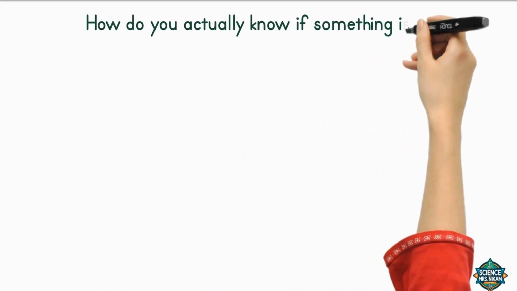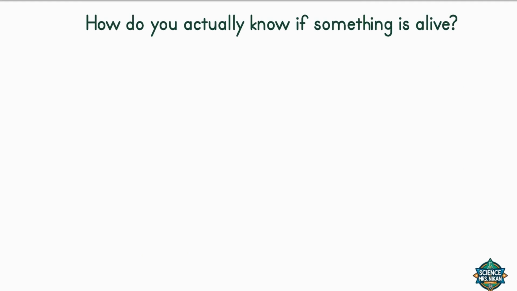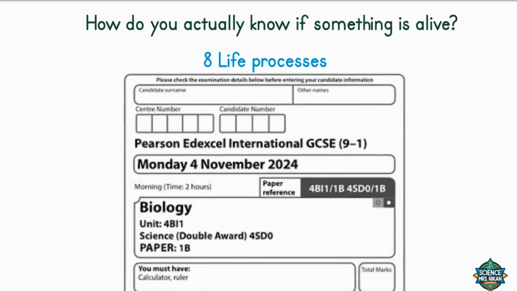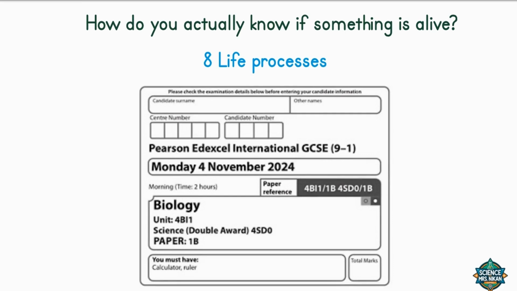How do you actually know if something is alive? The answer is in these 8 life processes, which show up in every IGCSE paper. I'm Miss Nikan, and I break it down step by step so it's easy to remember.